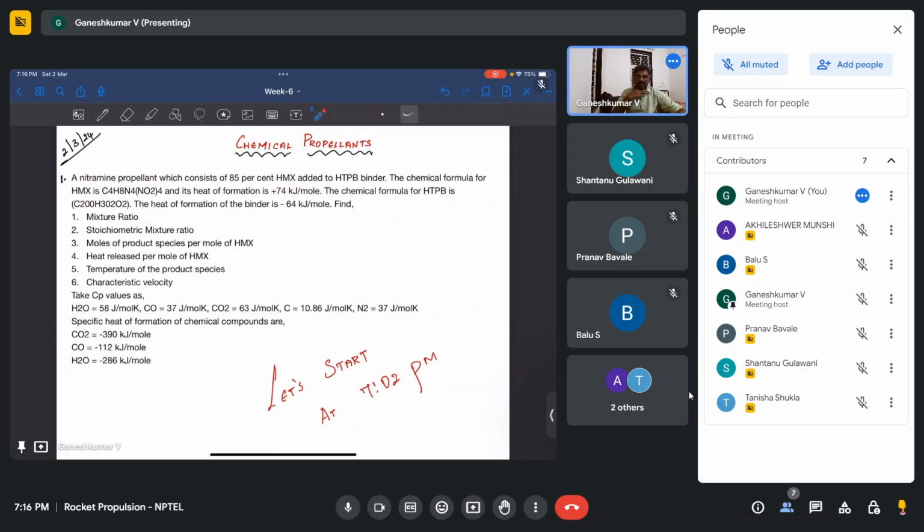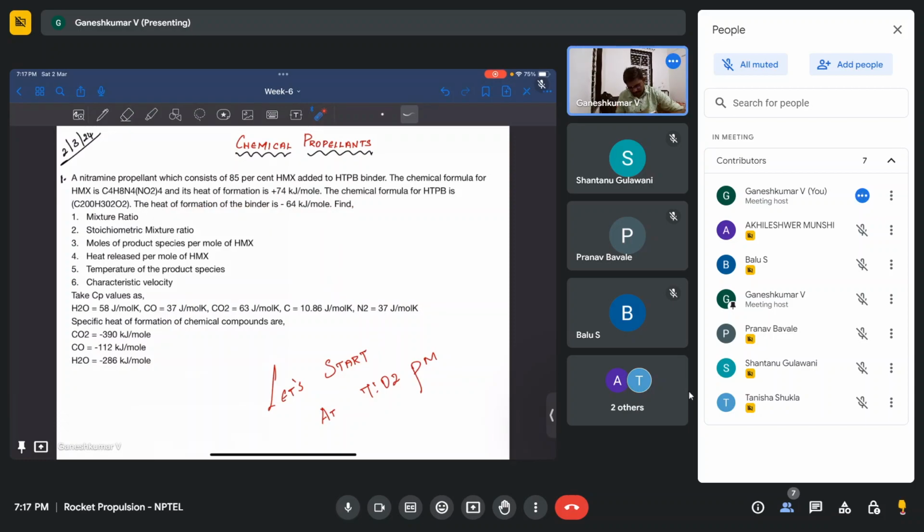It's called High Melting Explosive, I think. I don't exactly know the chemical formula, but this HMX is the fuel, and you have an HTPB binder, hydroxyl terminated polybutadiene binder. The chemical formulas are given, and the heat of formation is also given. The chemical formula for HTPB is this, and the heat of formation of the binder is this.